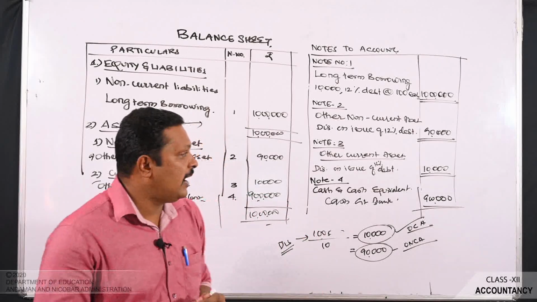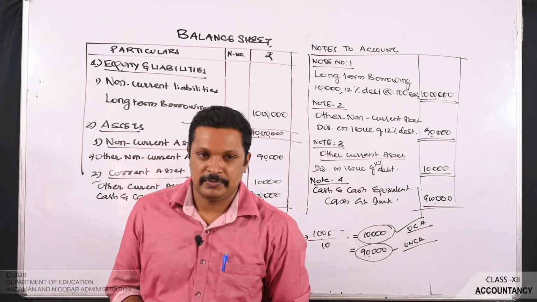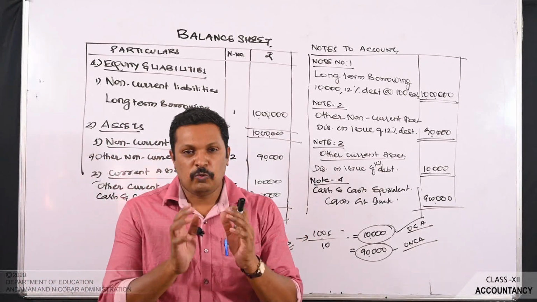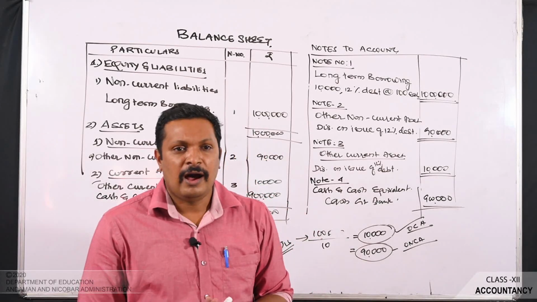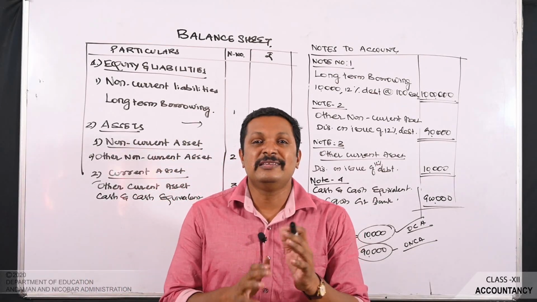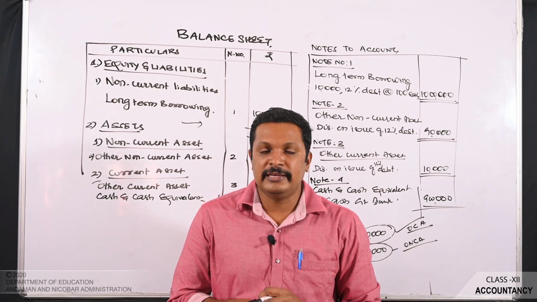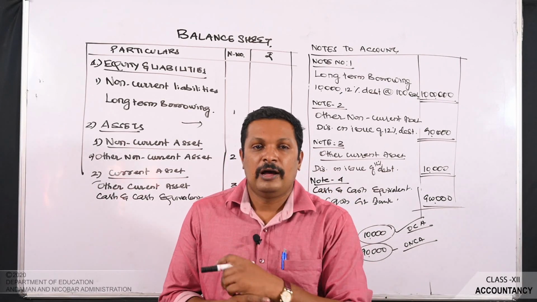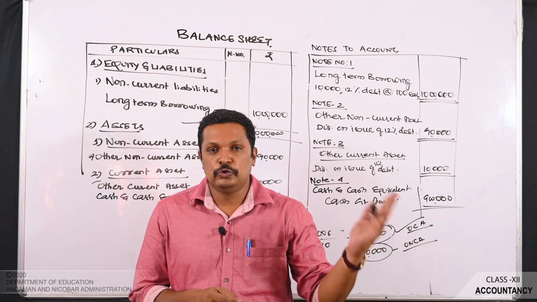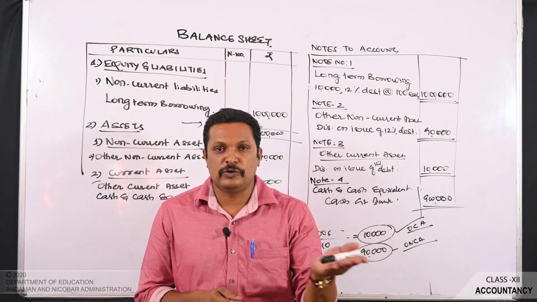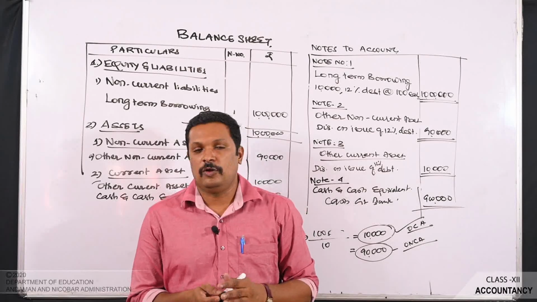So there may be 4, 5 or 6 mark questions. This type of questions may be asked in your CBC examinations. Got it? So what did we learn today? We learned how to pass journal entries by using discount. In case of discount, we have to debit the discount. So the entry is debenture allotment account debit to discount on issue of debenture account debit to debenture allotment.